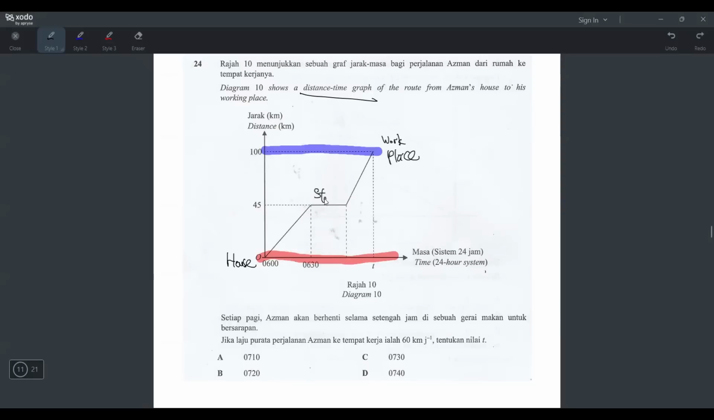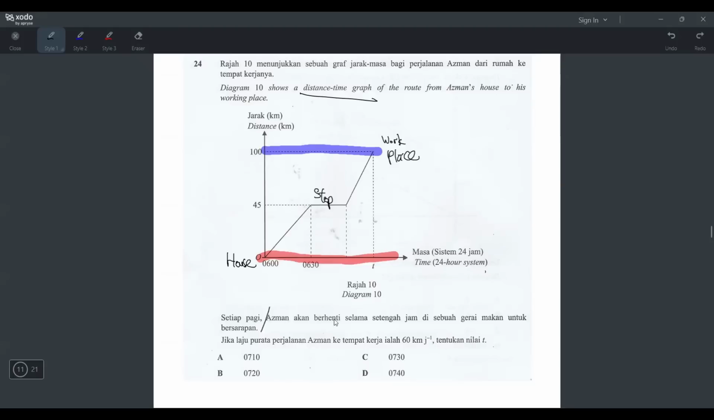Stop ataupun rest. Dia stop. Ataupun dalam bahasa Melayu, stationary. I mean, dalam bahasa Melayu means berhenti lah, berhenti. Okay, stop. Sometimes we call it stationary. It's the same meaning, right? And then what about here? This one continue moving lah. Right? Okay, now let's see what it says.